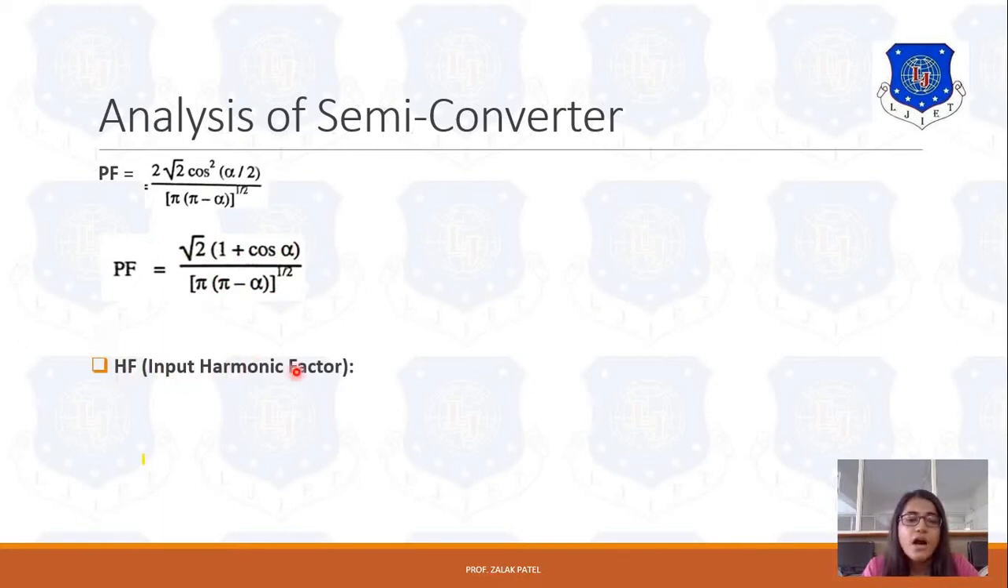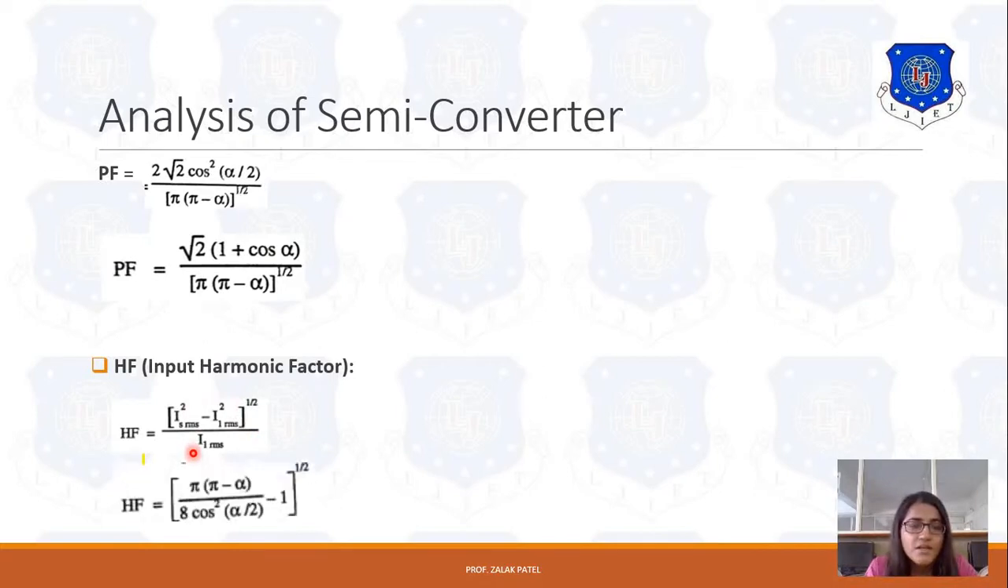HF means input harmonic factor. Input harmonic factor is given by the value of harmonics divided by its fundamental value, and it can be given as IS RMS square minus I1 RMS square upon I1 RMS, raised to 1 by 2. Here this I1 RMS is called the fundamental value of current, and IS RMS is the current of the supply. So it can be written like this.